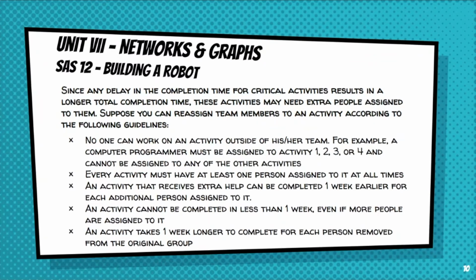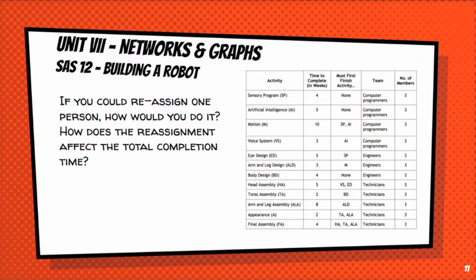An activity that receives extra help can be completed 1 week earlier for each additional person assigned to it. And then an activity cannot be completed in less than 1 week, even if more people are assigned to it. And finally, an activity takes 1 week longer to complete for each person that's removed from the original group. So, if you could reassign one person, how would you do it? And how does a reassignment affect the total completion time?